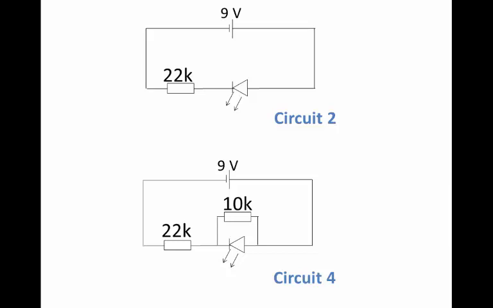Which LED do you predict will be brighter? The LED in circuit 2 or the LED in circuit 4? Pause while you answer that. How are these circuits different?